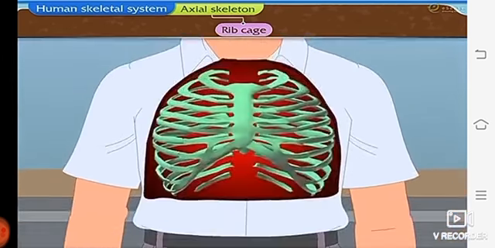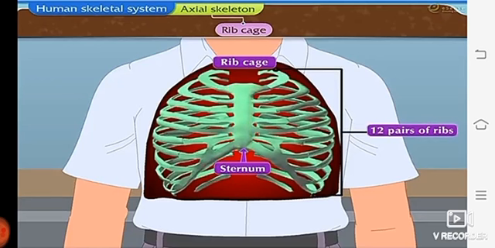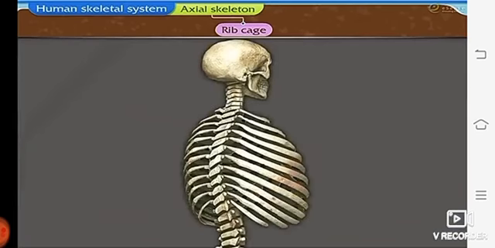The cage-like structure present in the chest is called the rib cage. In the chest, there is one vertical flat bone called the sternum. To this sternum, 12 pairs of ribs are joined. These 25 bones in total together form the rib cage. The rib cage is joined to the spine at the back.